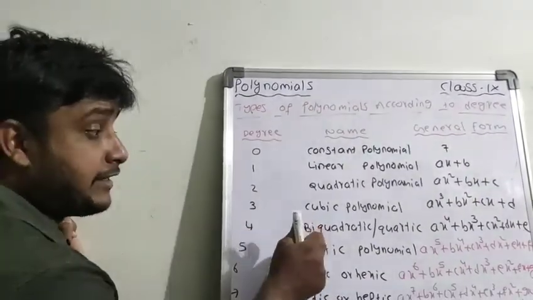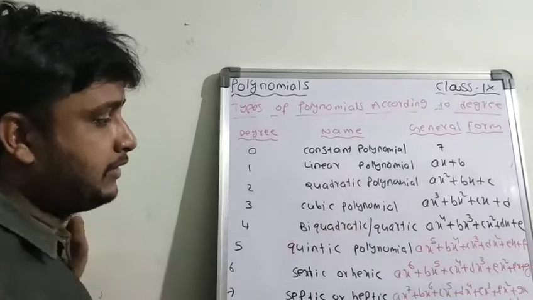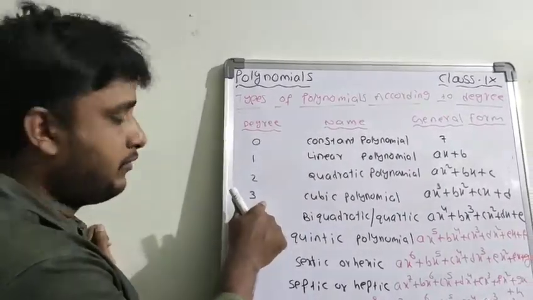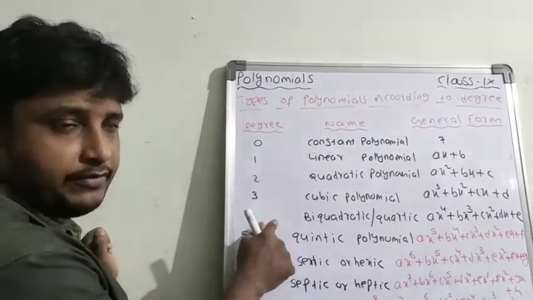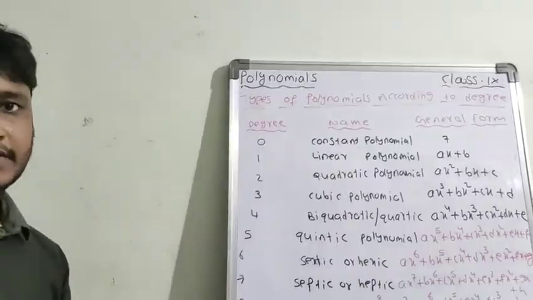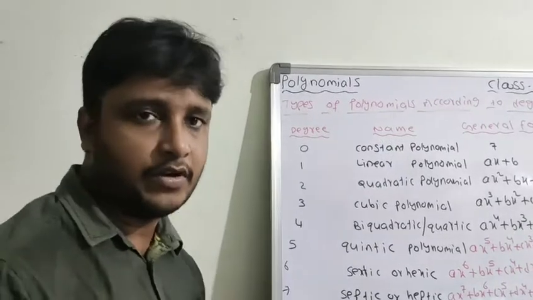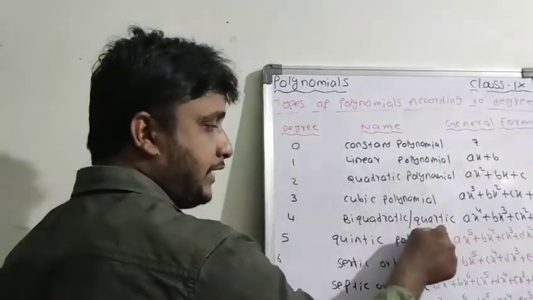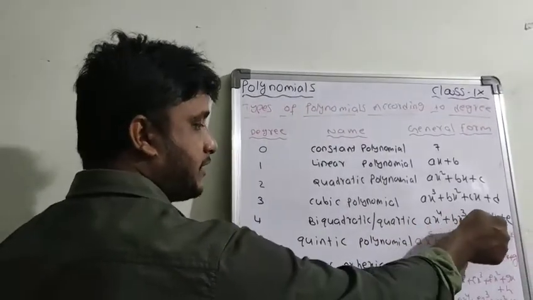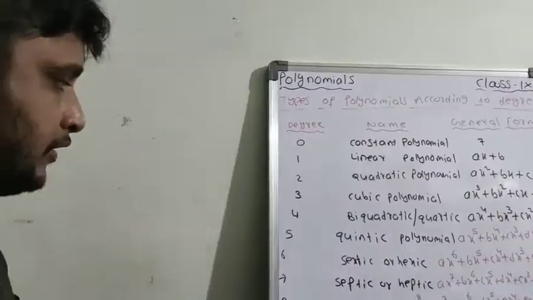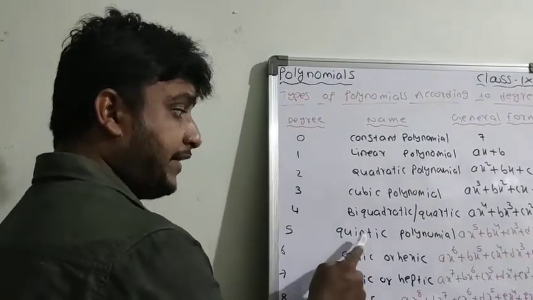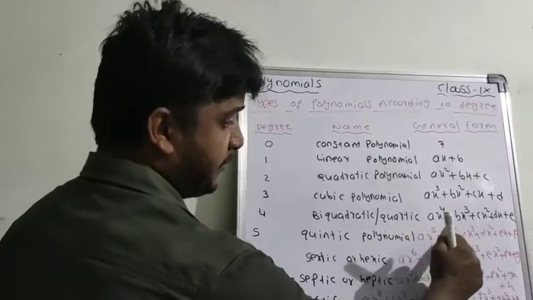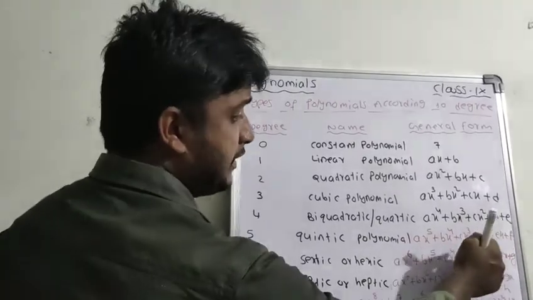Degree 4, then it is a biquadratic or quartic. Actually, up to 9th class only cubic polynomial we have, and in 10th class only up to 4 we have. But I explained up to 10. For your competitive examination point of view, I am explaining up to 10. So if the degree is 4, then it is called biquadratic or quartic, and ax power 4 plus bx cube plus cx square plus dx plus e is the general form. So if the degree is 5, quintic polynomial. The general form is ax power 5 plus bx power 4 plus cx cube plus dx square plus ex plus f.